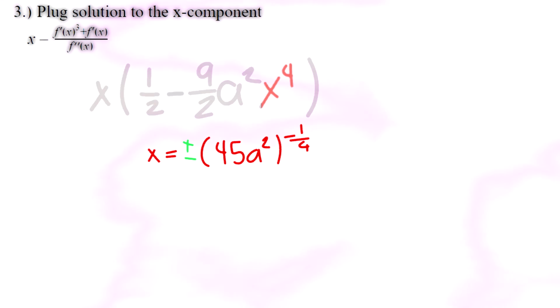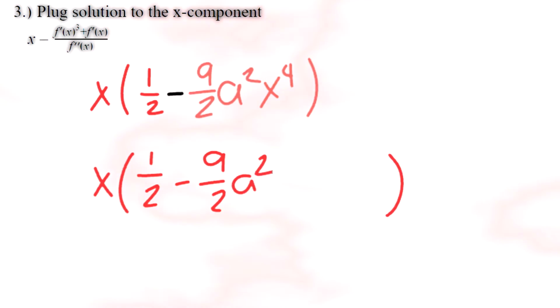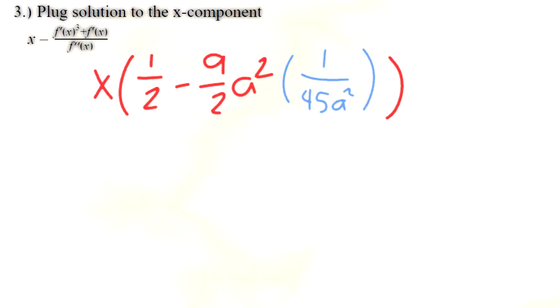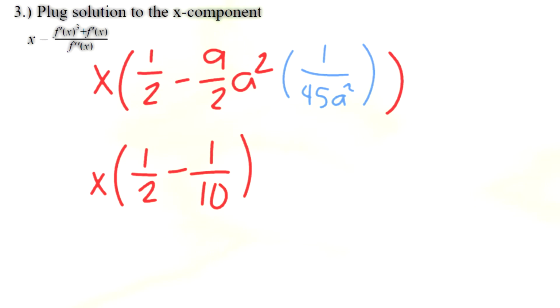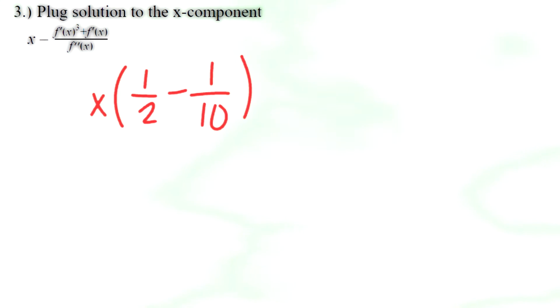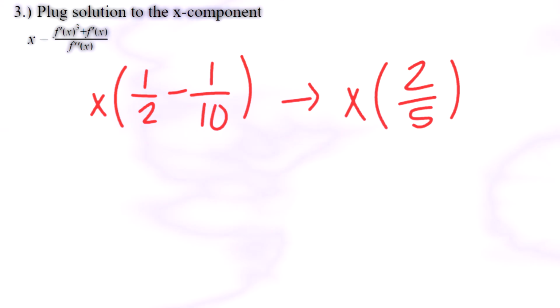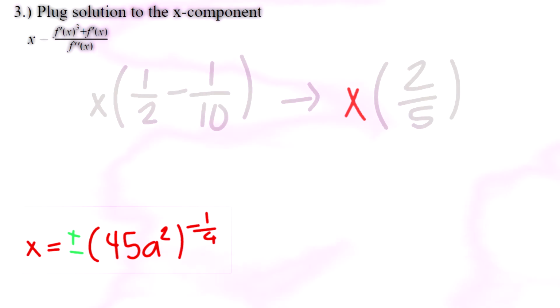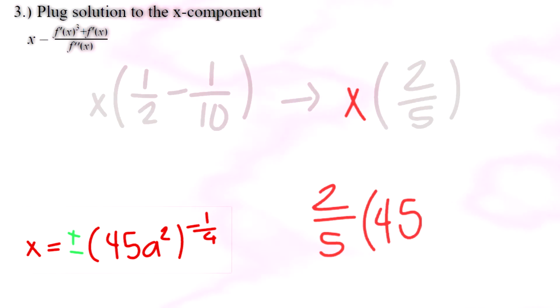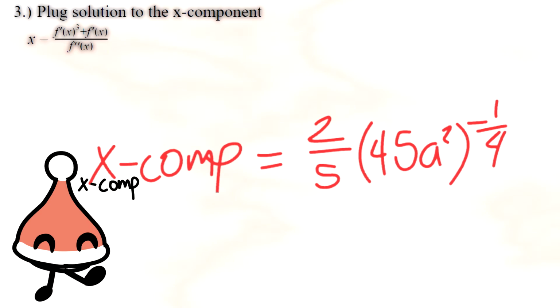And now we unsubstitute. Remember that we have a negative root, so we have 9/2 a squared times 1 over 45 a squared. Doing this term, we simplify it to 1/10, where the a squared cancel out. Since this guy is just 1/10, the 1/2 and 1/10 subtract to 2/5. With that, we then unsub the last x, where we get 2/5 times 45a squared to the power of -1/4. And this is the x component of our pseudo-focus.